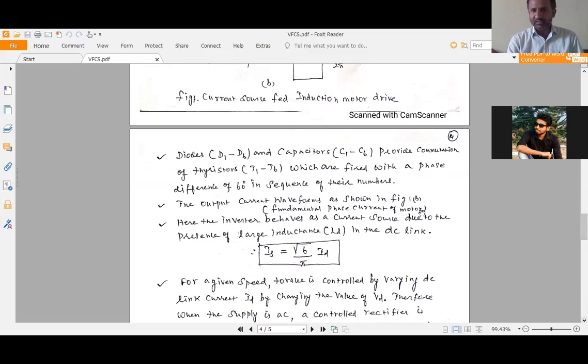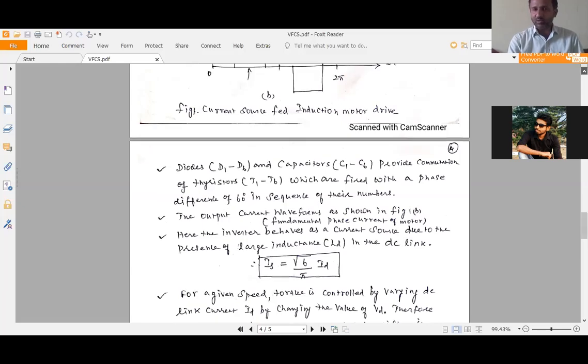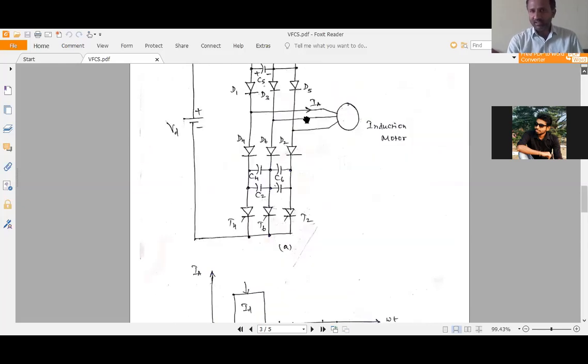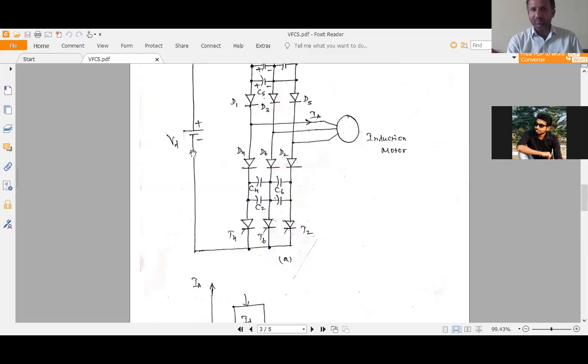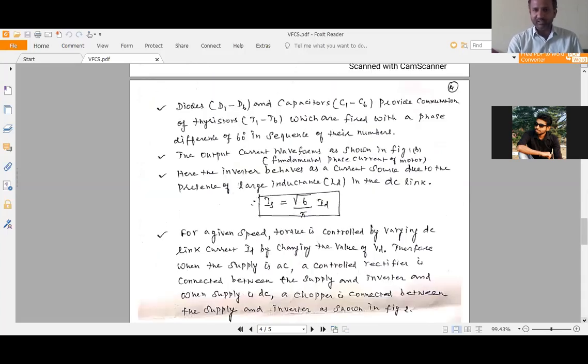The output current waveforms are shown in figure B. It is the output current of the current source inverter, which is nothing but the phase current. The input voltage is converted into current, and the current given by the waveform, the output current of the current source inverter shown in the figure, is the fundamental phase current of the motor. Only one phase current is shown here, denoted as IA.